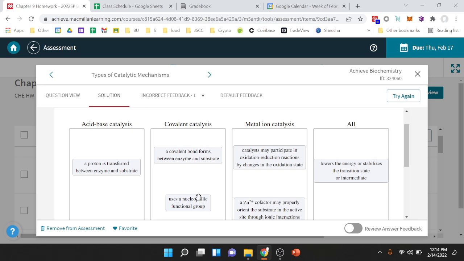So it uses a nucleophilic functional group. That makes a lot of sense once you look back at your organic chemistry. What's the most common way to substitute in a single bond to attach something new? Yeah, nucleophilic attack, like an SN. So that makes a lot of sense, doesn't it? Does anybody have any issues with that?